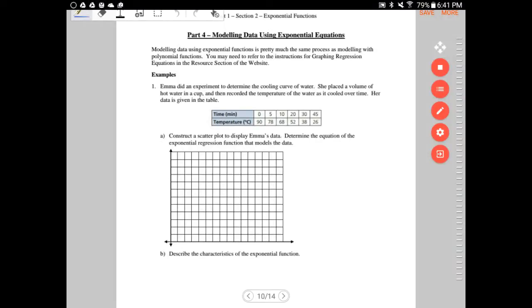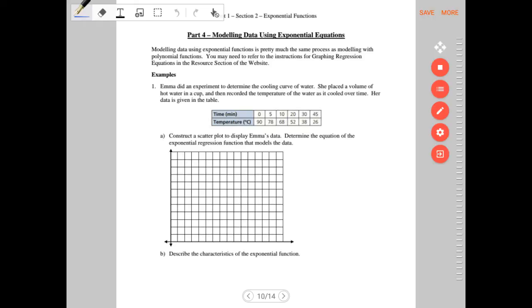Modeling data using exponential equations. Part 4. Modeling data for exponential functions is pretty much the same as what you did with polynomial functions. If you can't remember, you may want to look back at that or to your instructions for graphing regression equations in the resource section of the website. What you're going to be looking for is the one that says EXPREG for exponential regression. Okay? All right, so just have a couple of examples of this and you'll be on your way.